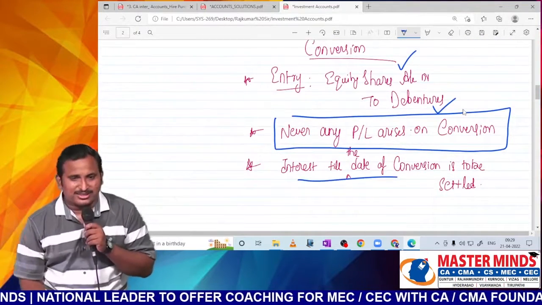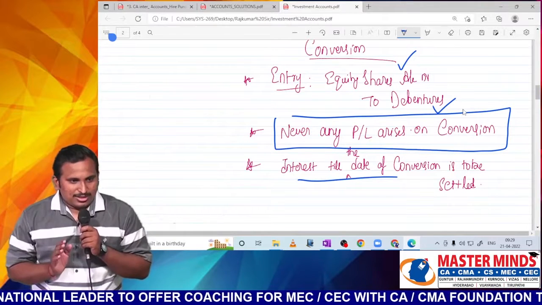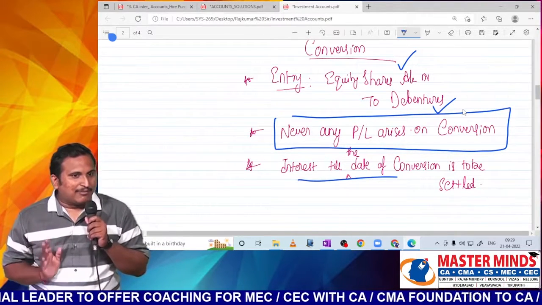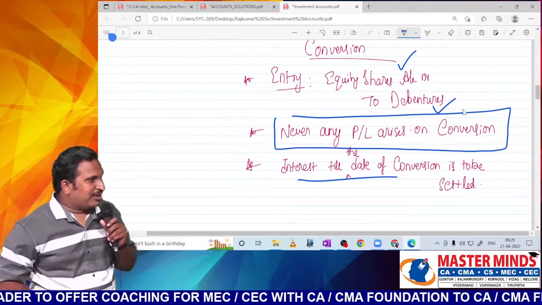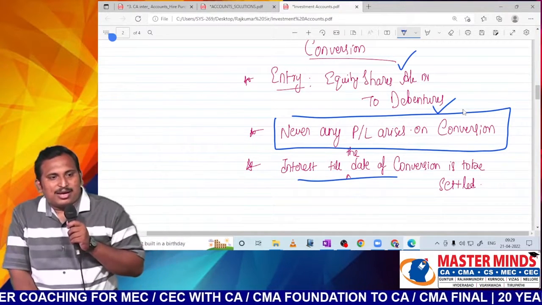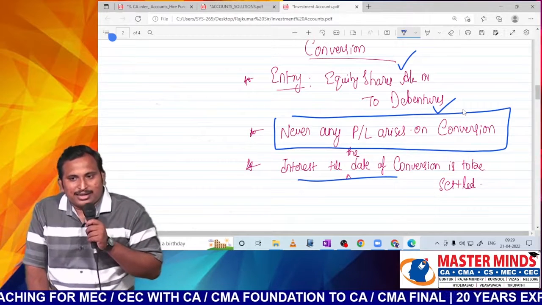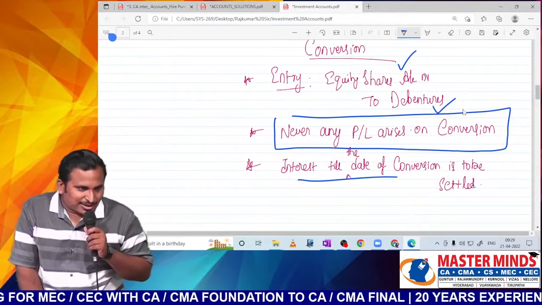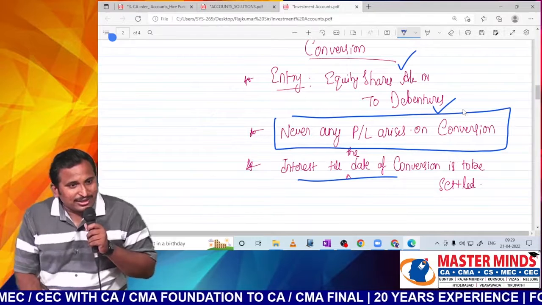One last point, sir. Suppose conversion is happening somewhere on 31st Jan. Now, interest due dates are 30th September and 31st March. That is the interest due dates. Now conversion is happening on 31st Jan.